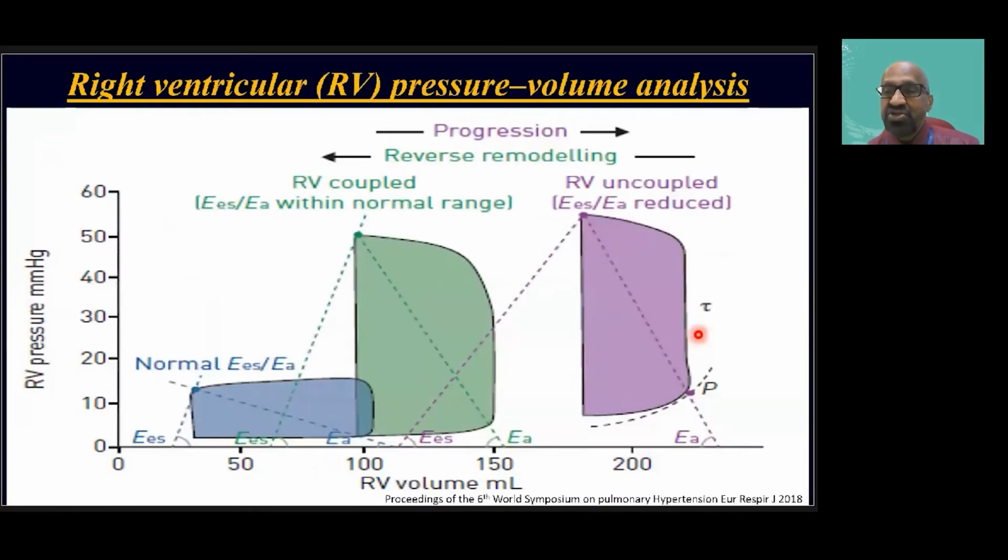Under steady-state conditions, the optimal ventricular efficiency is achieved if the end systolic elastance is matched by the arterial elastance. This relationship may be maintained in the early phases of pulmonary hypertension because of right ventricular hypertrophy. But with the onset of right ventricular failure, this relationship between the end systolic elastance and arterial elastance is reduced, and there is an increase in the right ventricular end diastolic volume and pressures.